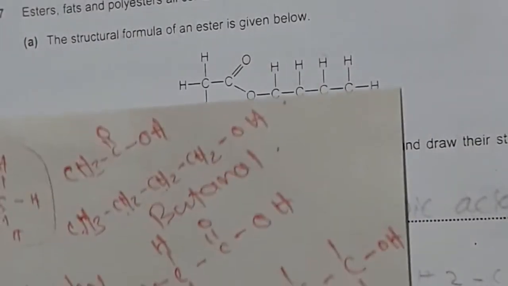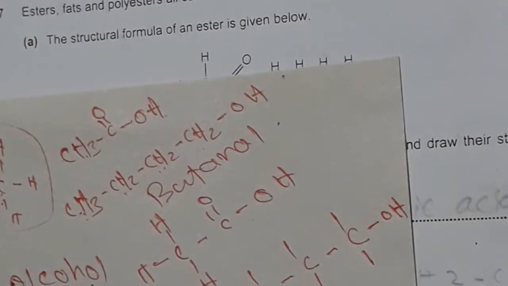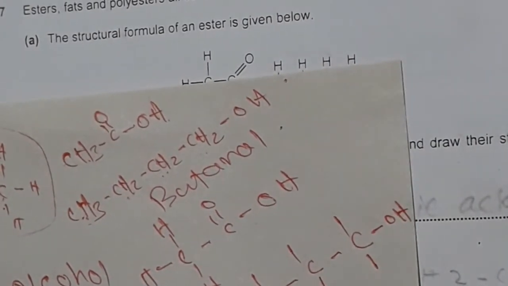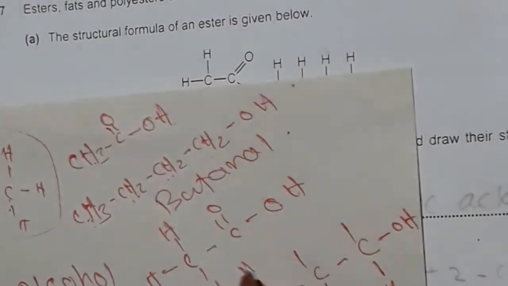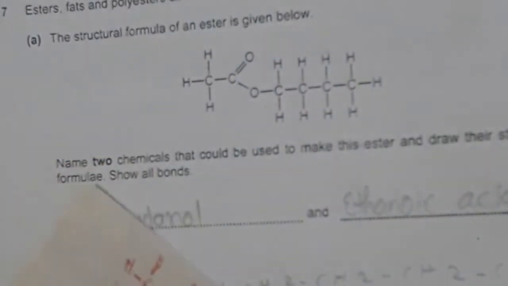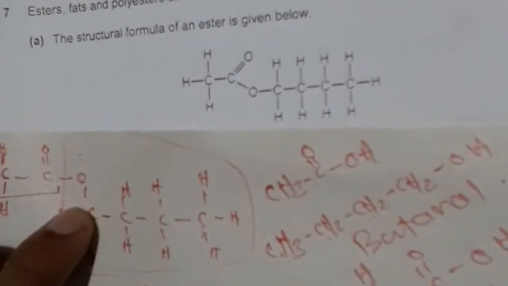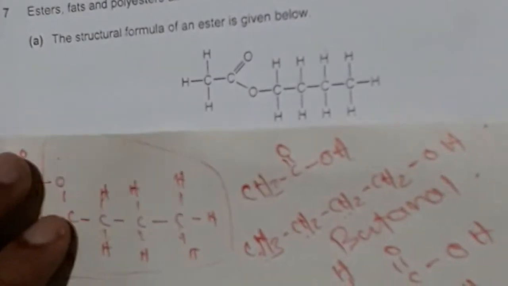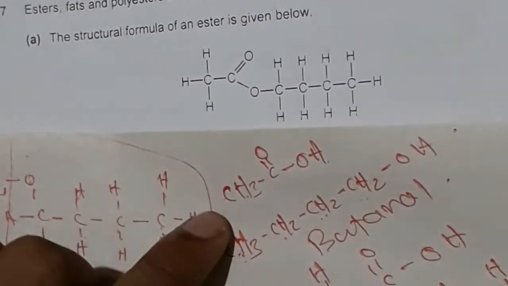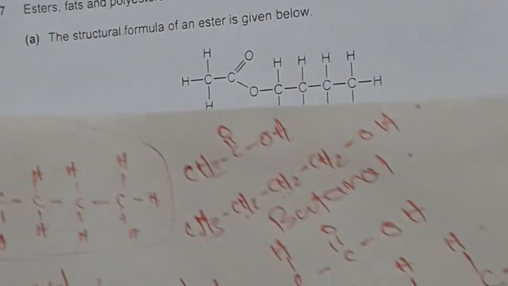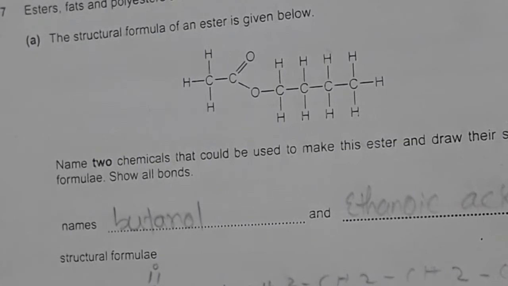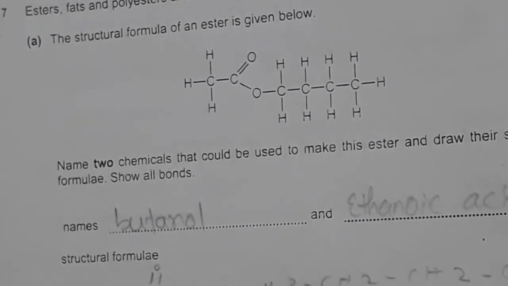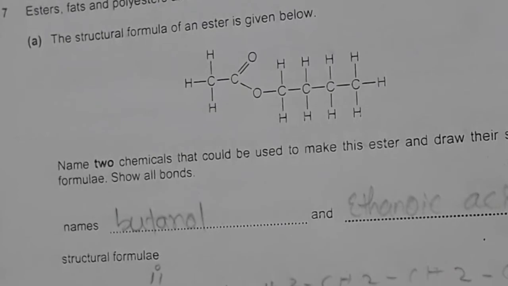Clear? So these are the compounds. Here we have to complete all hydrogen. Okay. So that is what the question is asking. Here we are given this ester. This ester is made of ethanoic acid and butanol, and we have to draw their structure. I showed over here how to draw the structure. Clear?